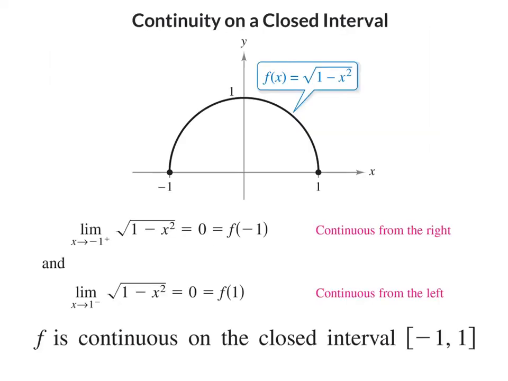A really great example of that is this function here. I have the square root of 1 minus x squared, and it's continuous from -1 to 1 inclusive because I can find the limit going this way and going that way as I approach -1 and 1 from opposite sides. Plus it's continuous. You can see it's continuous. There's no jumps, gaps, holes, etc.